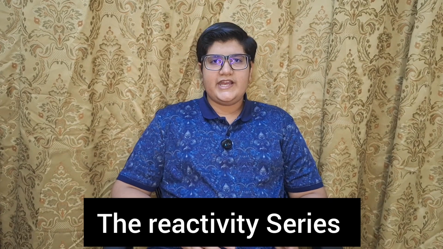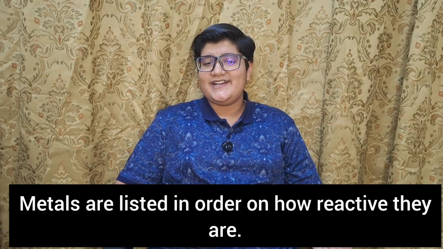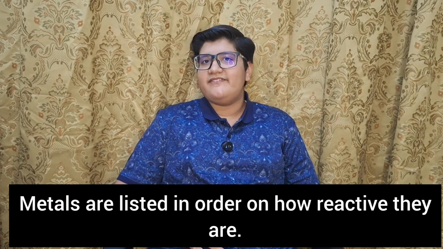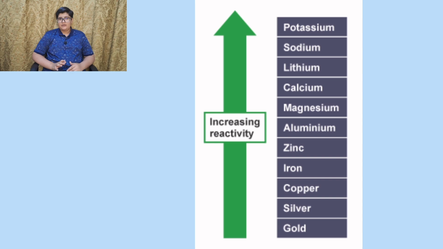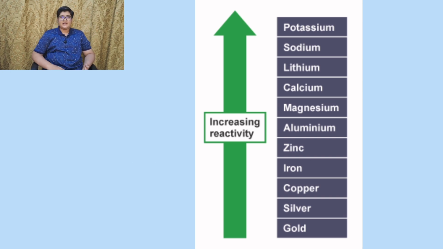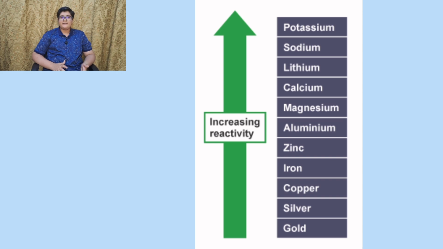Now, as I told you earlier, let's talk about the reactivity series. Metals are also listed in order according to how reactive they are. This order is known as the reactivity series. At the top it is potassium, the most reactive metal. Potassium, then sodium, then calcium, then magnesium, then aluminum, then carbon. Then we have zinc, iron, tin, lead, and then the last ones are copper, silver and gold. As you can see, gold is at the bottom of the reactivity series.